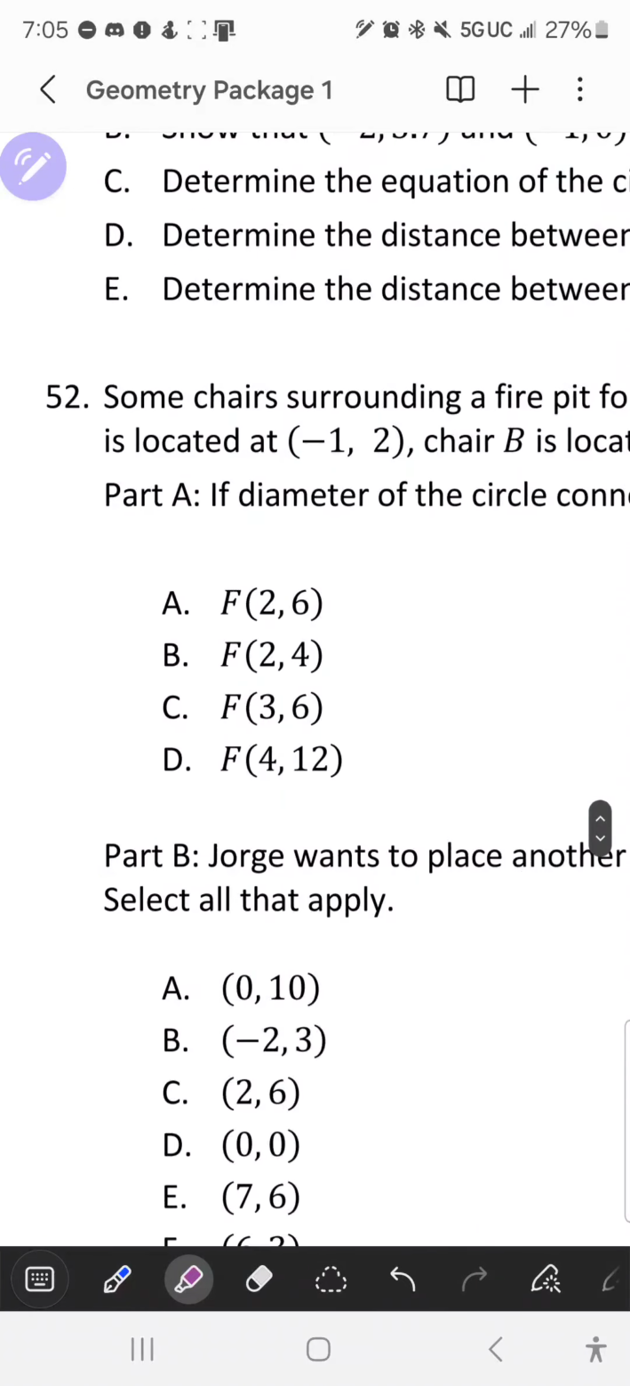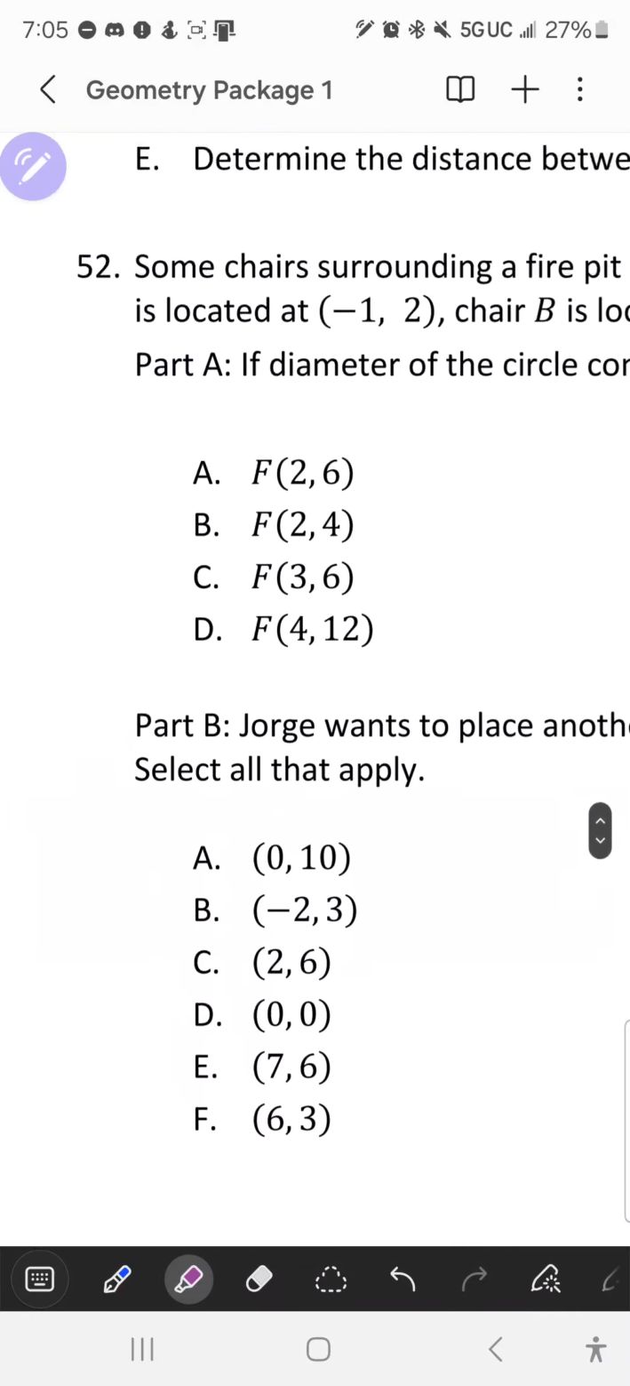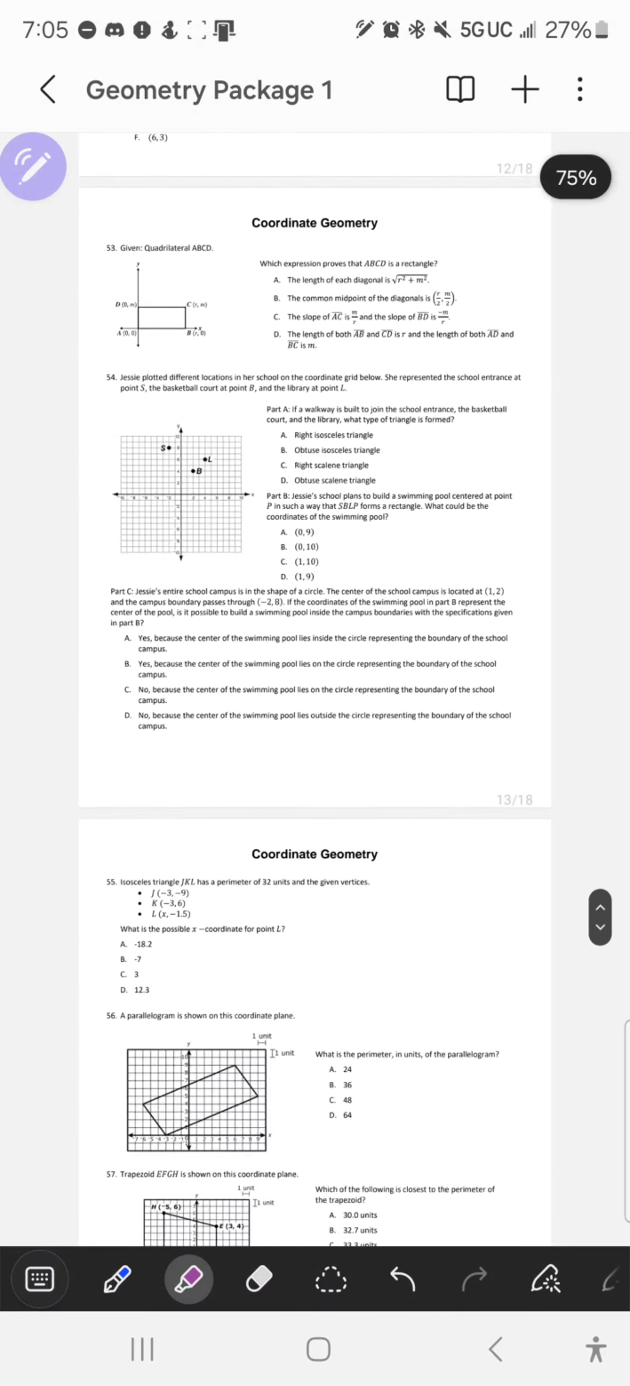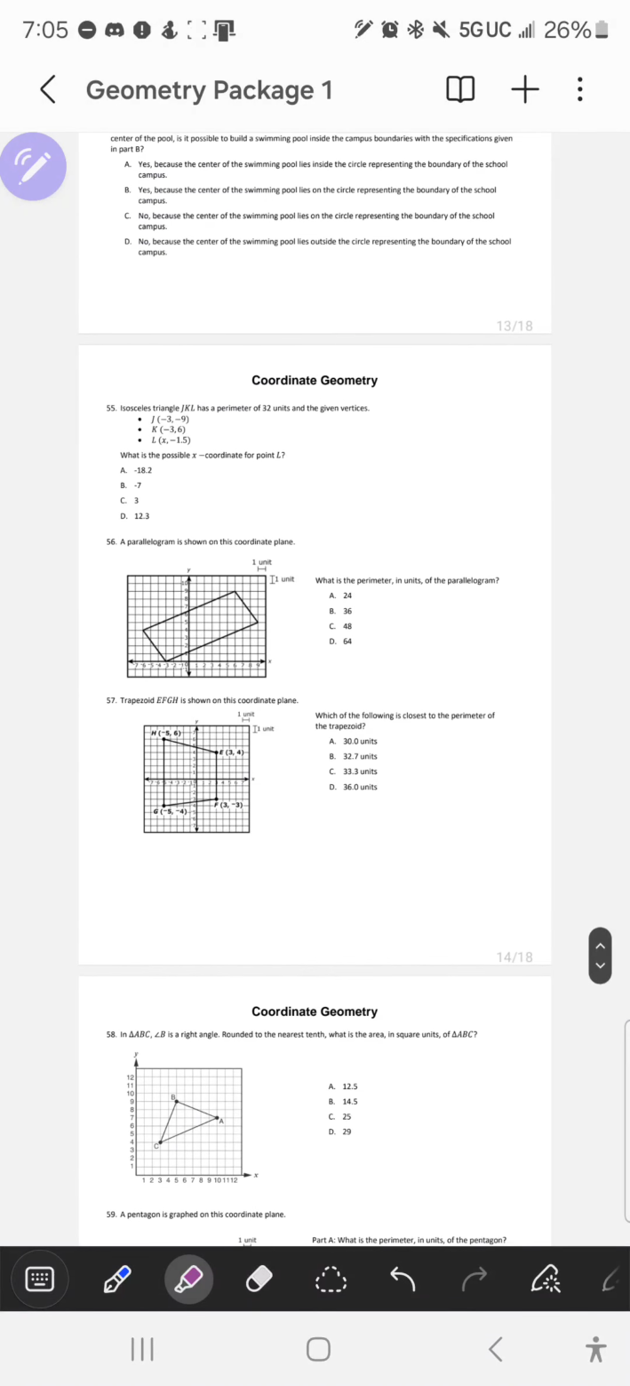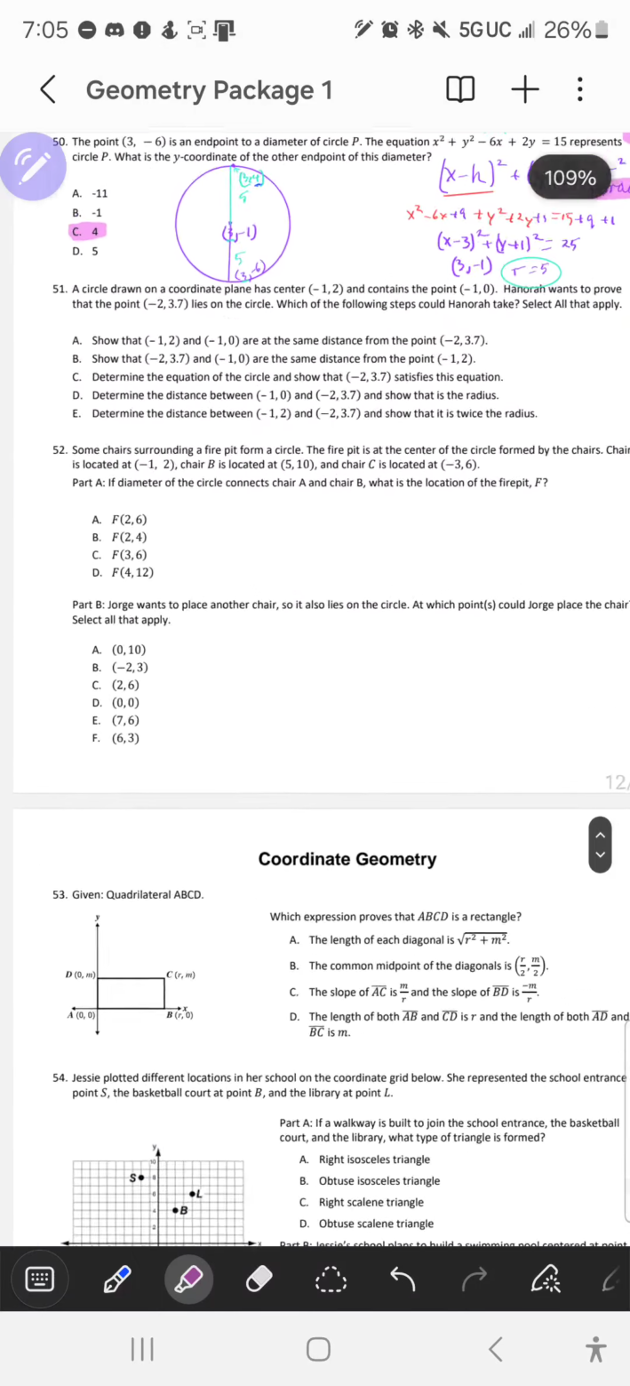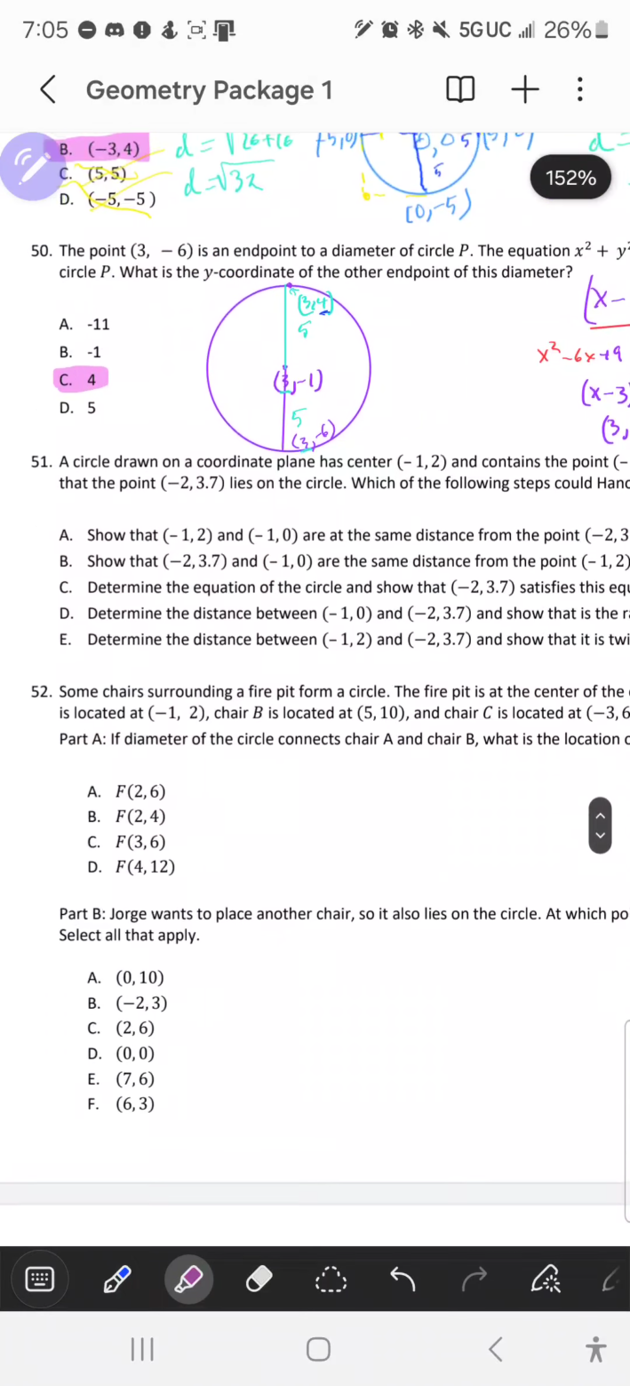Now 51. I think I'll do 51, 52, and I'll finish for this week. I'm trying to do it as fast as I can, but so that you can still understand, but just keep going.